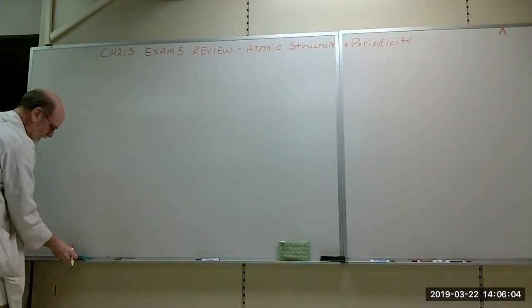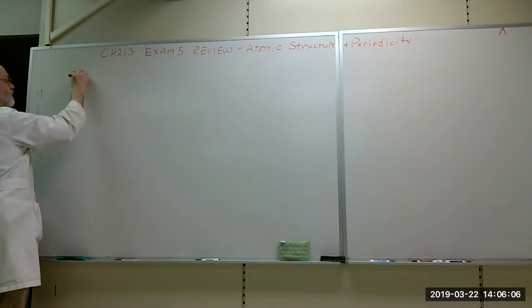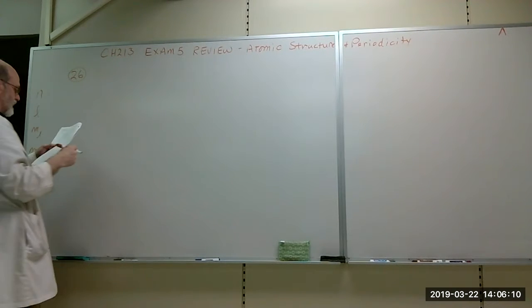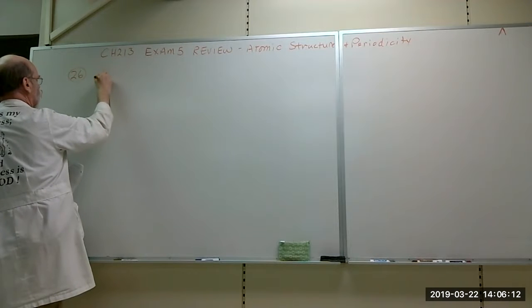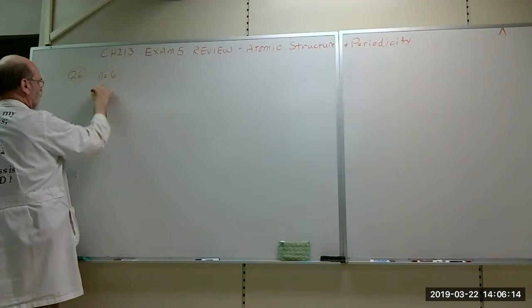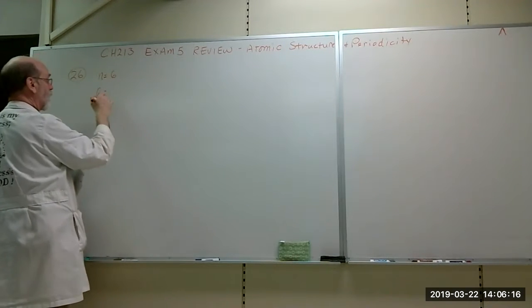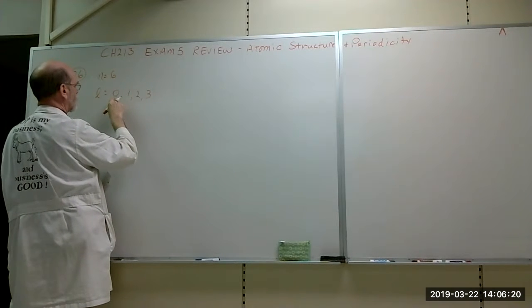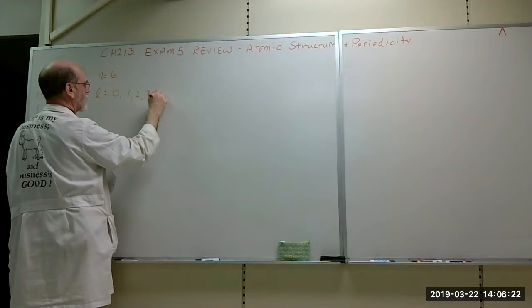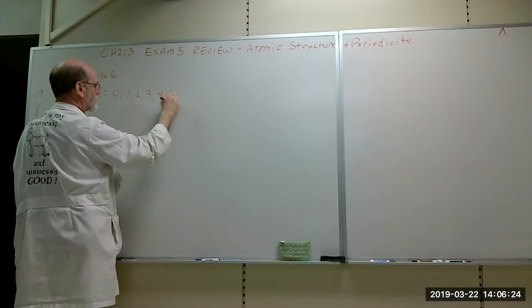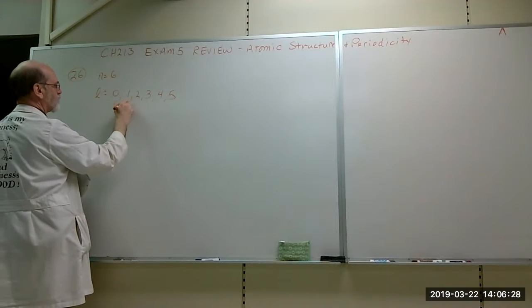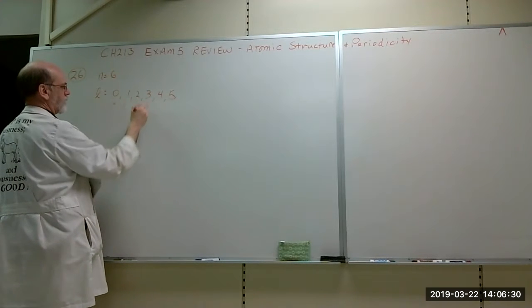So let's look at 26 then, I guess. How many f orbitals have n equals 6? So n equals 6. L can be 0, 1, 2, 3, 4, 5. So this is s, going to f. s, p, d, f. There we go.